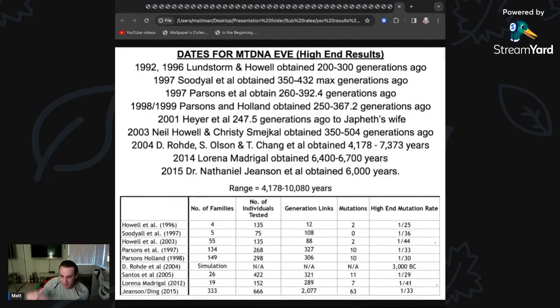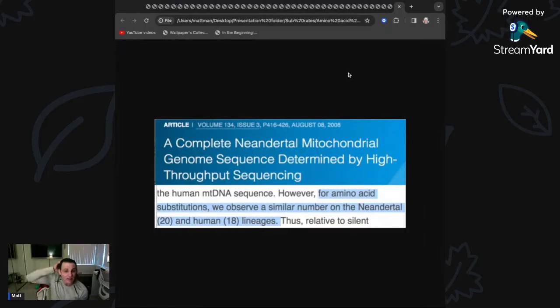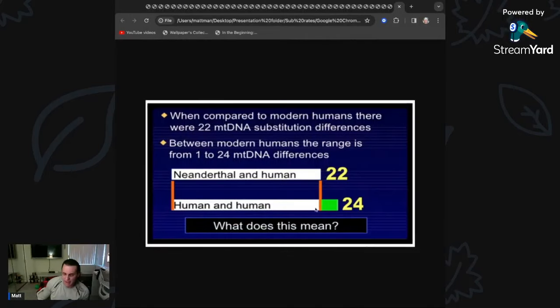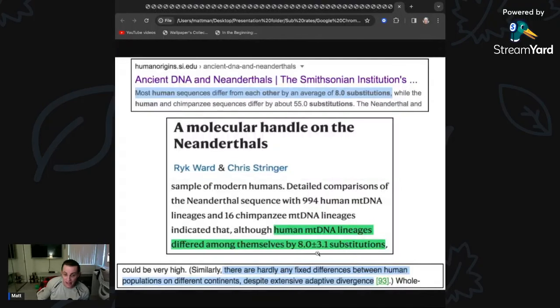So that's why they invent their stories, right? So we have the substitution rate right over here on the side. It's a nice little picture cheat sheet for everybody. But what about Neanderthal and their substitutions? Well, let's think about that for a minute. Look at this. We observed a similar number in Neanderthal, which was 20, and humans 18. So they only have 2 more than us. So what's going on? How could they have just 2 more than us? Because what would be the average in a Neanderthal? Look at that. We find 8 substitutions plus or minus 3. That's the average amount of substitutions.